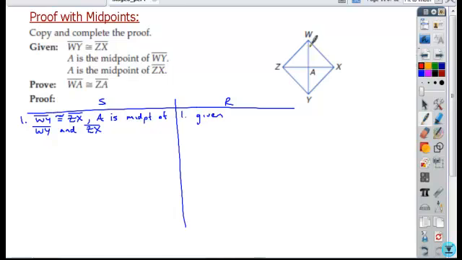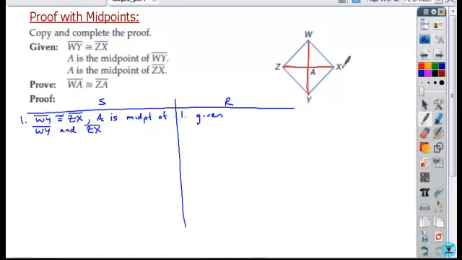Okay, so if I look at this, I'm told that WY and XZ are equal to each other. I'm also told that A is the midpoint of both WY and XZ. So step two, or the first steps in working with a proof, are make sure either that you interpret the given information or you introduce the elements from the end state.